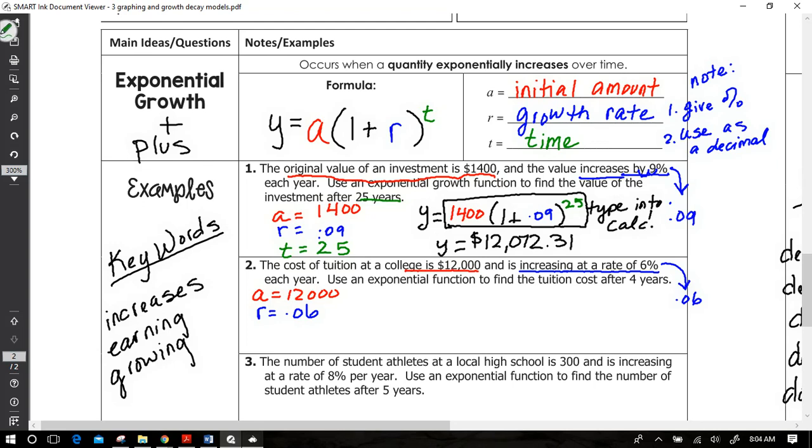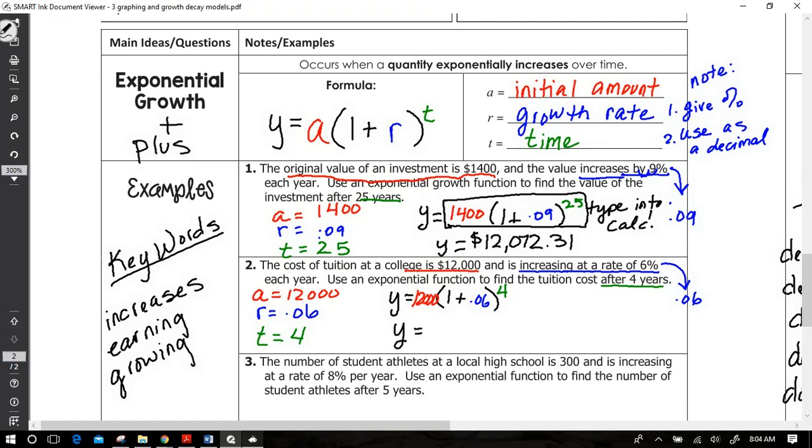Each year, use an exponential function to find the tuition cost after 4 years. So time is going to be 4 years. Now let's fill in our equation. So y equals 1 plus, okay, where my initial amount is 12,000, my rate is 0.06, and my time is 4.